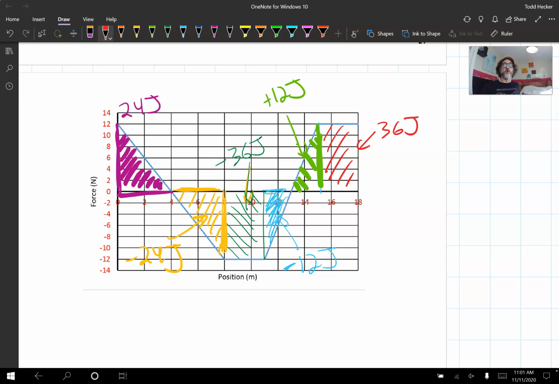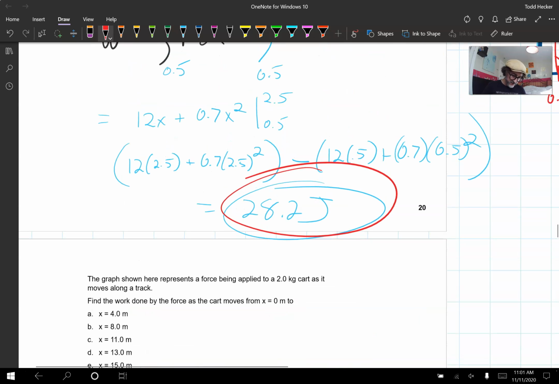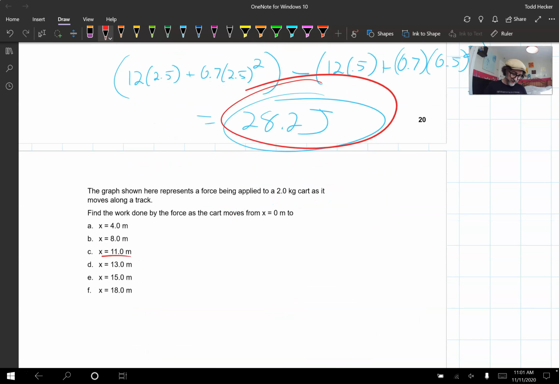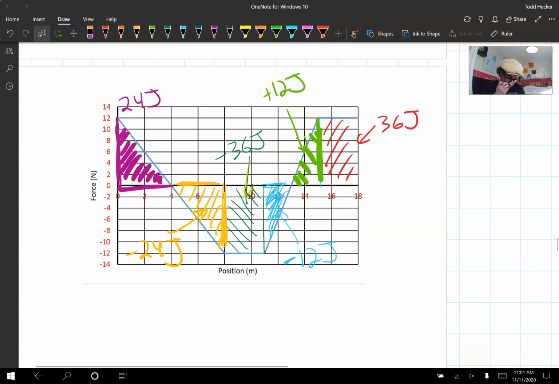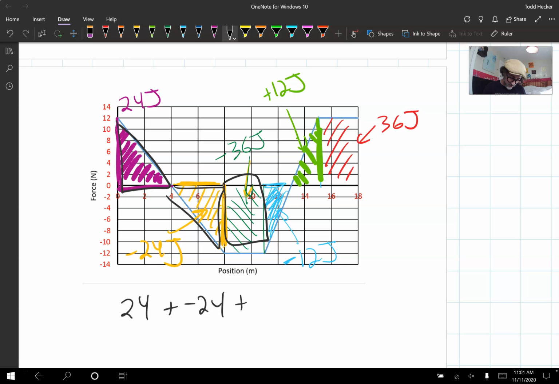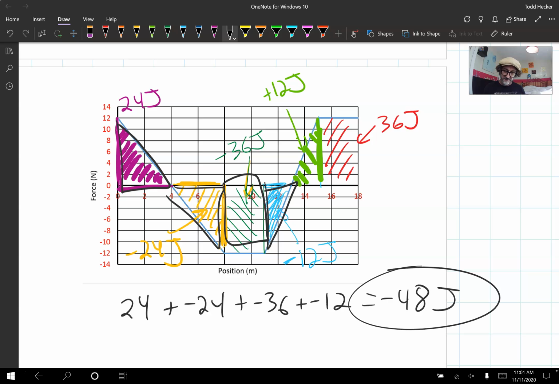Okay? So to find the total amount of work done up to some point, you just add these, right? So I'm not going to go through all of them, but suppose we wanted to find the work done in the first 13 meters. So we're going from 0 to 13. Well, I would add up all of them up to 13, right? So that would be this one, so 24 plus this one plus this one plus this one. And so that gives you, what, negative 48 joules. All right? So there we go. So that's how you would find the work done if you're given a graph.